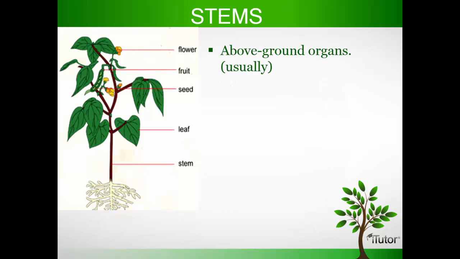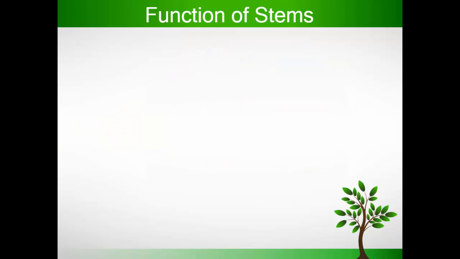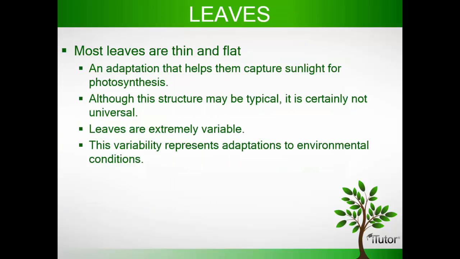Next up are stems. Stems are usually above ground. They support leaves and fruits, and they conduct water and sugars throughout the plant. Finally, leaves. Most leaves are thin and flat. This is an adaptation that helps them capture sunlight for photosynthesis. And although the structure may be typical, it's definitely not universal. There are many, many different types of leaf structures. Leaves are extremely variable. Different plants need to survive in different atmospheres and different ecosystems, and their leaves have adapted to fit those ecosystems.